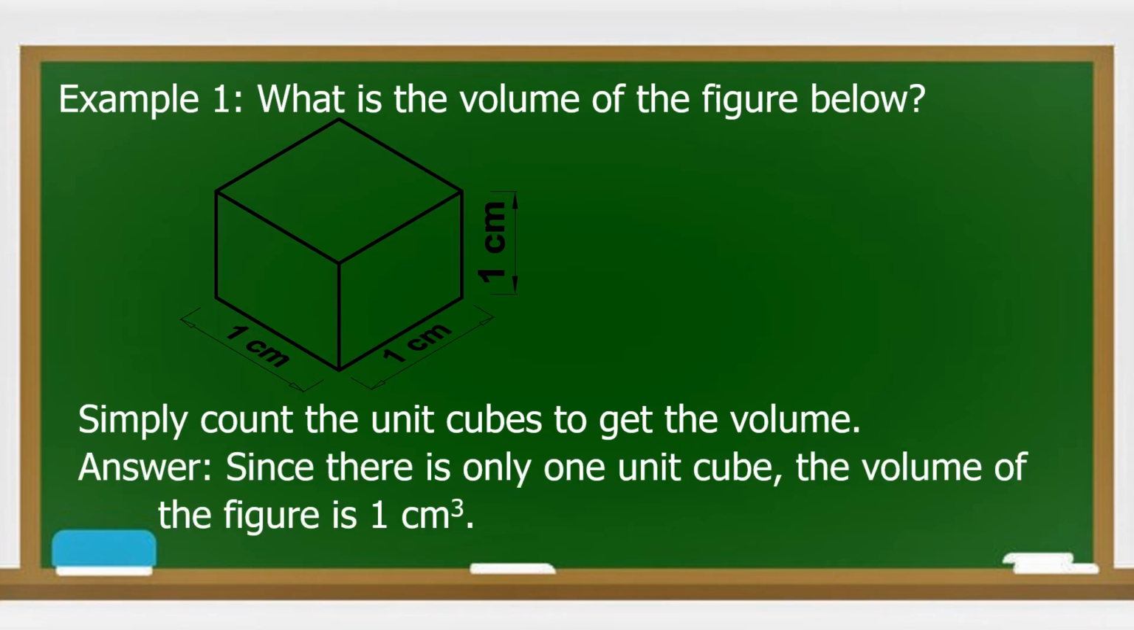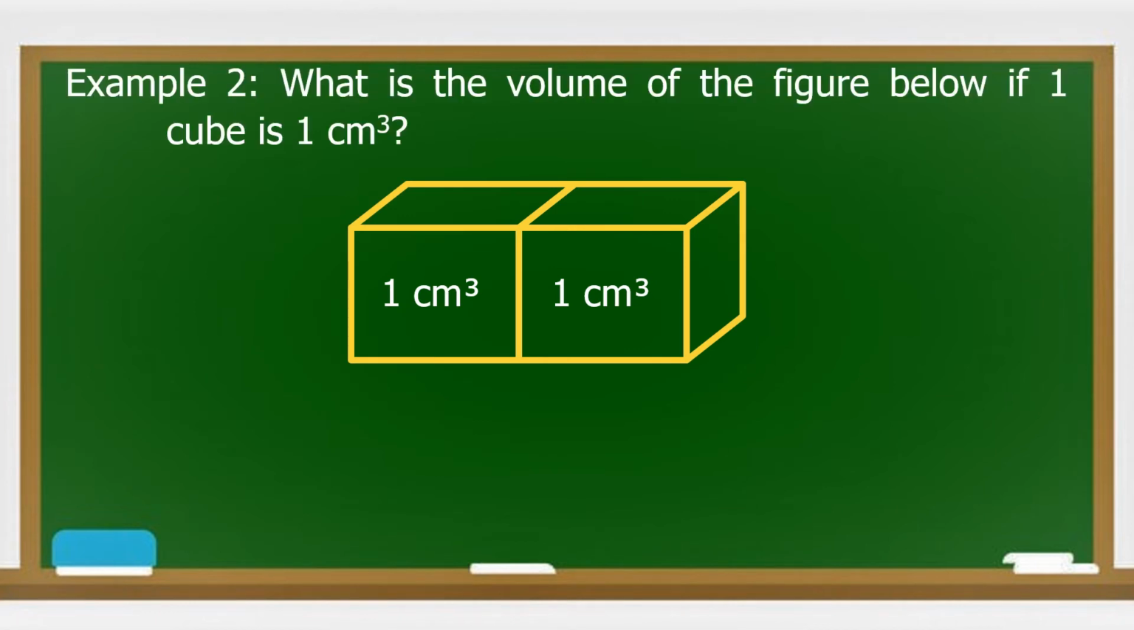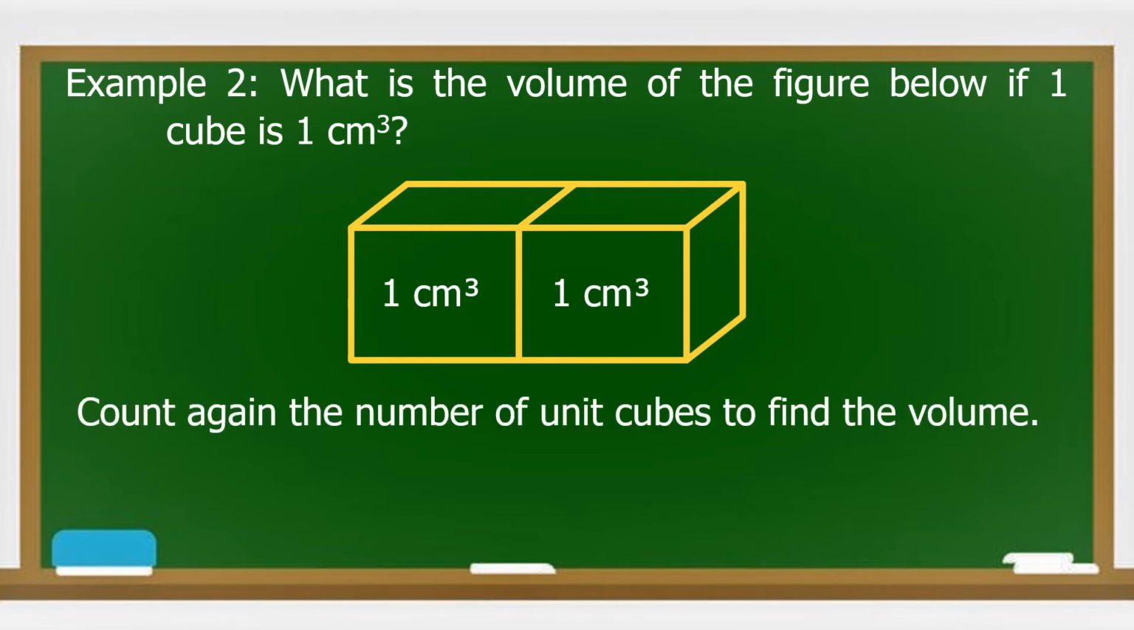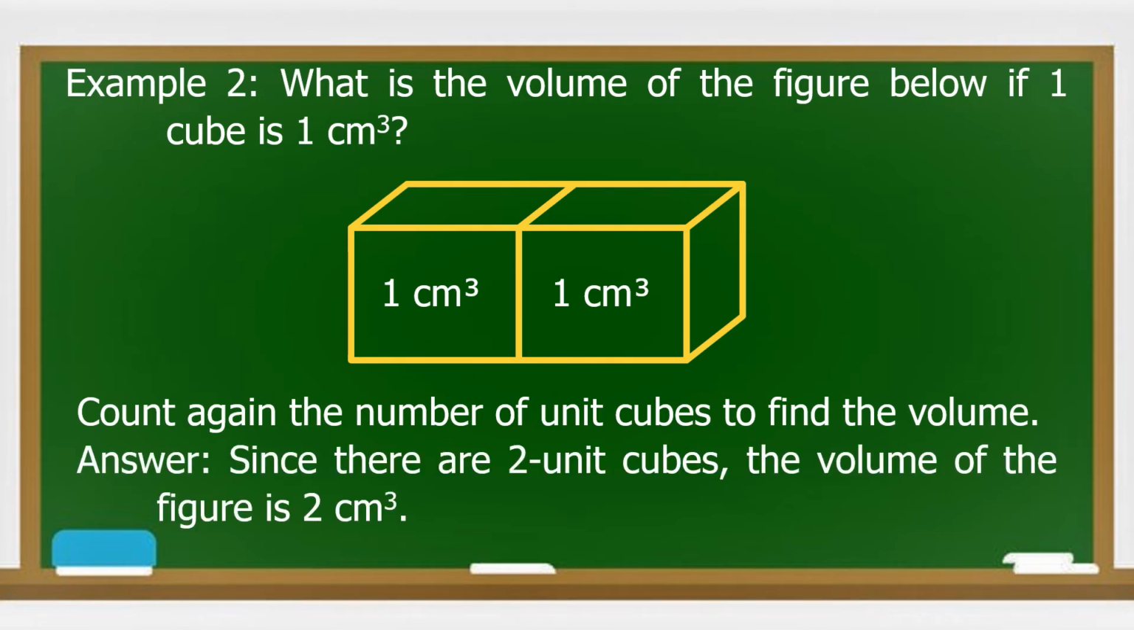Answer. Since there is only 1 unit cube, the volume of the figure is 1 cubic centimeter, or the length times the width times the height. 1 times 1 times 1 equals 1 cubic centimeter. Example 2. What is the volume of the figure below if 1 cube is 1 cubic centimeter? Count again the number of unit cubes to find the volume. Answer. Since there are 2 unit cubes, the volume of the figure is 2 cubic centimeters.